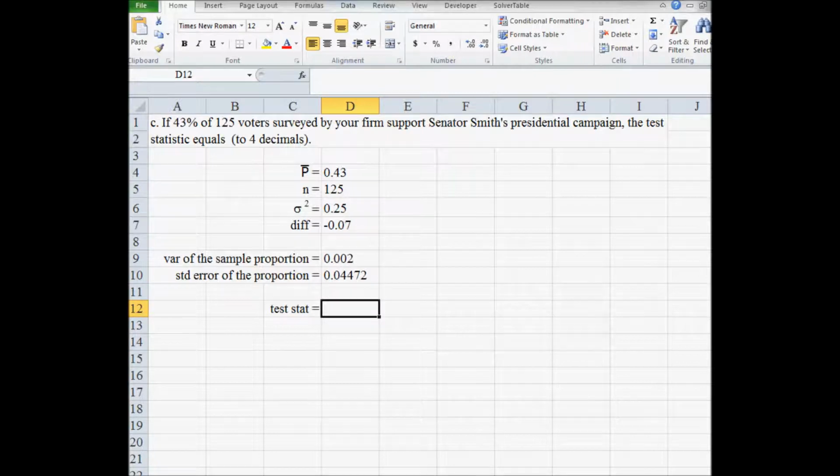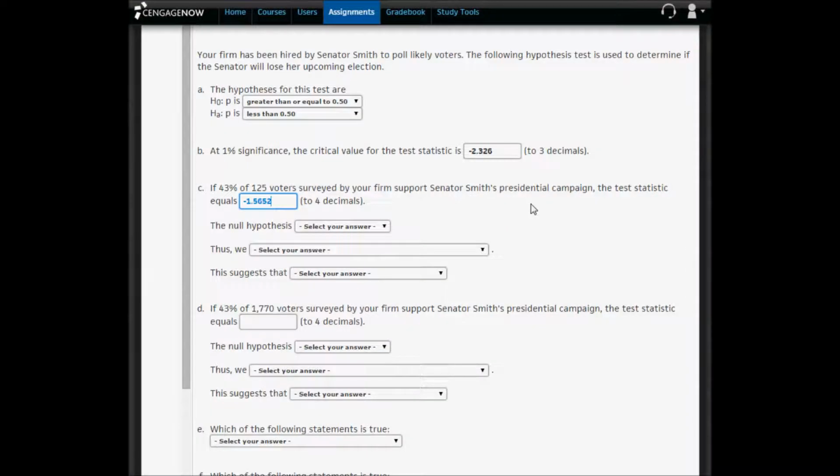The test statistic is equal to the point estimate of the difference between the proportion of voters voting for the senator and the hypothesized value, 0.5. We divide that difference by the standard error. The test statistic to 4 decimals is negative 1.5652. I've copied the test statistic into Cengage Now, and now I need to conclude in part C.